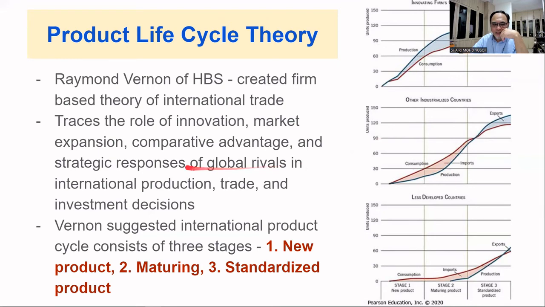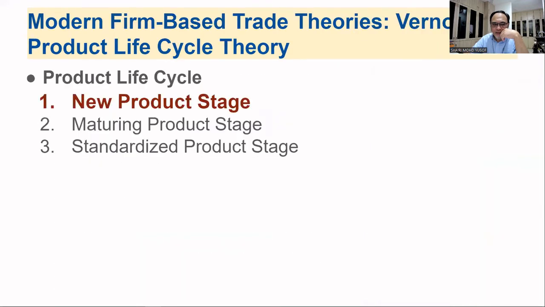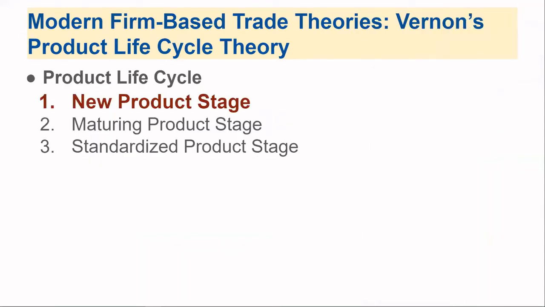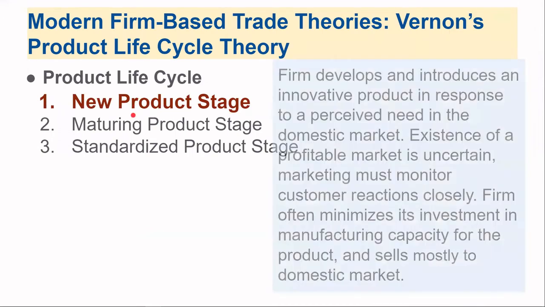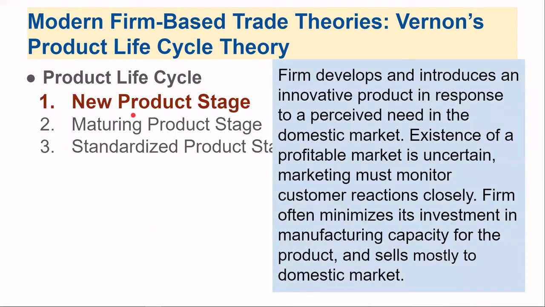So let's look at the first one, the new product stage. What does it say? In the first stage of the product life cycle, the new product stage, the firm will develop and introduce an innovative product in response to the perceived need in the domestic market. So the main market is domestic.